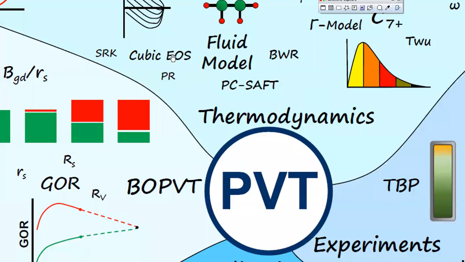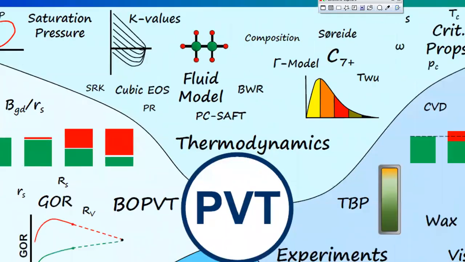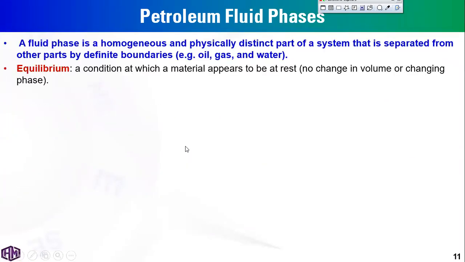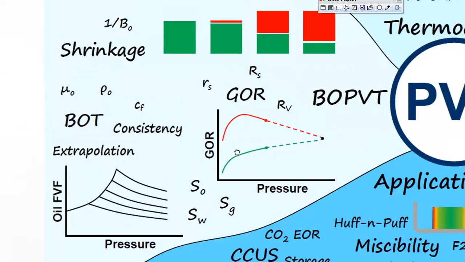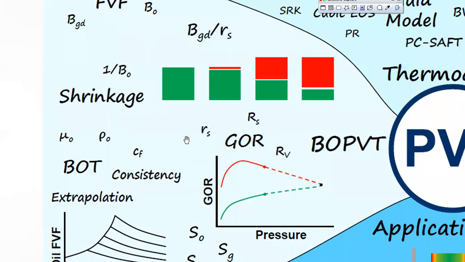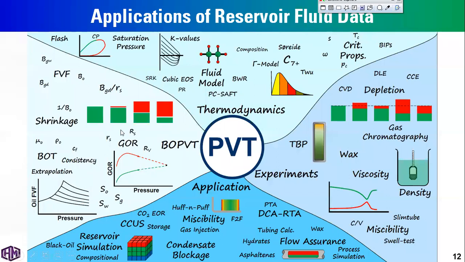Or to generate an equation of state model to characterize the fluid, and also the volumetric parameters of the fluid are very critical, like the shrinkage of oil, or in other words, the oil formation volume factor. Also, the gas solubility, or Rs, or gas oil ratio, and so on. So all of these are applications of reservoir fluid data.